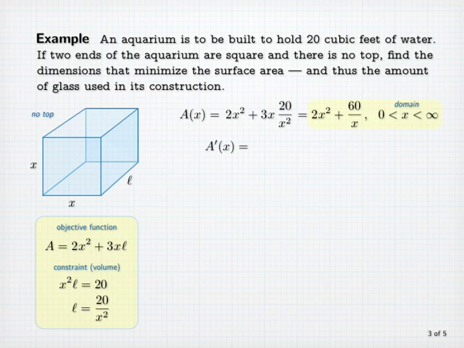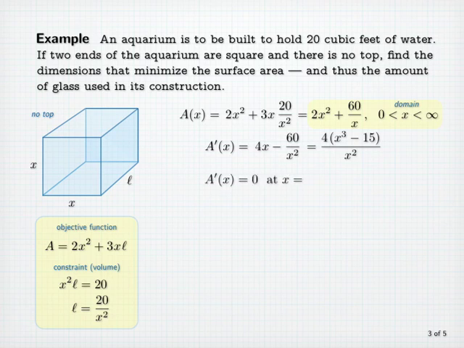So let's calculate the derivative. A prime of x is equal to 4x minus 60 times x to the minus 2 power, or 4x minus 60 over x squared, which we can write over a common denominator as 4 times x cubed minus 15 over x squared. This form makes it clear that A prime of x is equal to 0 at x equal to the cube root of 15, which is approximately 2.47. So we have a single critical number in the domain of the function.